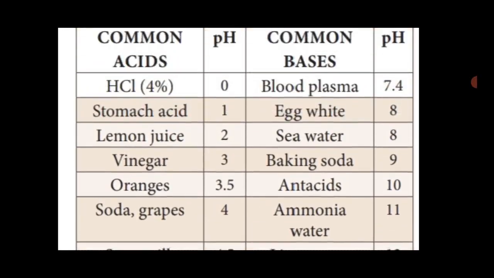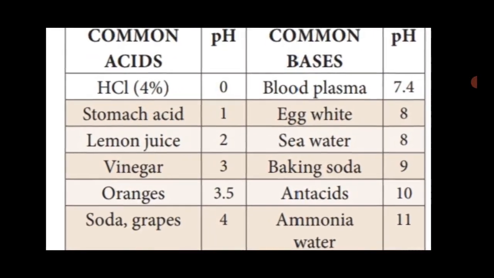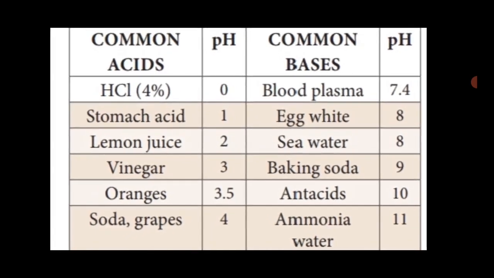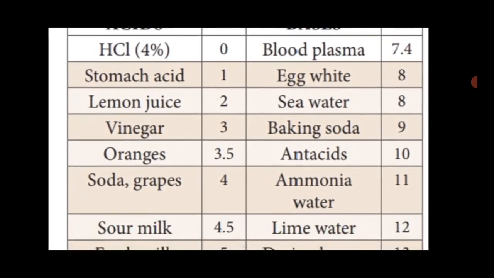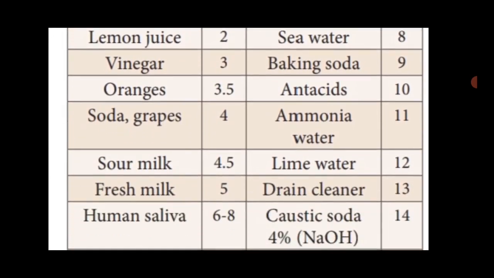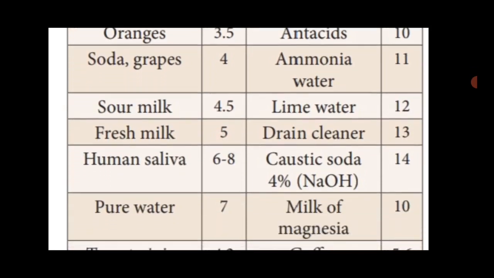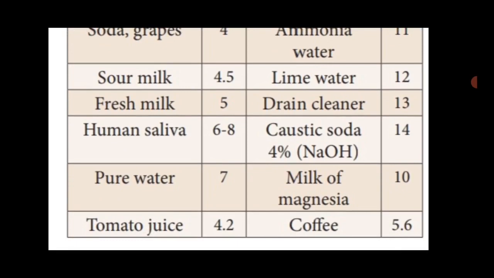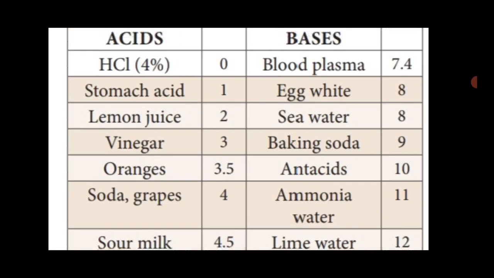Let's see some common pH values for substances. Common acids: 4% HCl has pH 0, stomach acid pH 1, lime juice pH 2, vinegar pH 3, orange pH 3.5, soda and grapes pH 4, sour milk pH 4.5, fresh milk pH 5, human saliva pH 6 to 8, pure water pH 7, tomato juice pH 4.7.